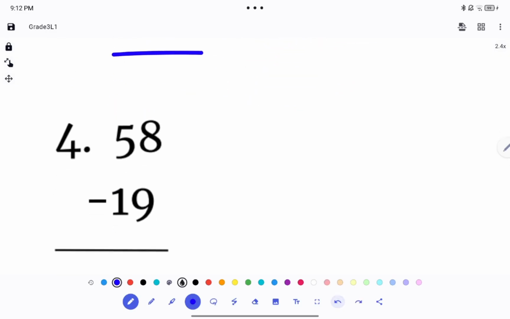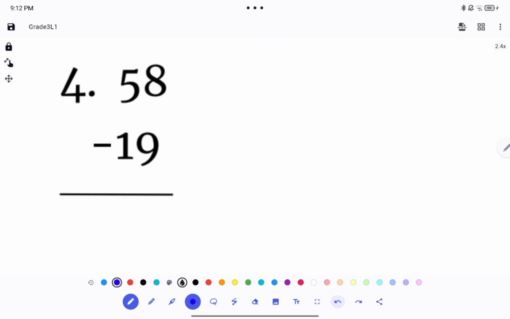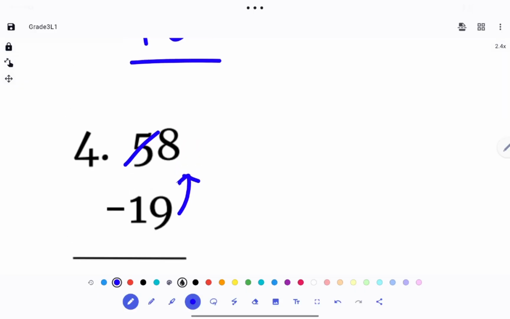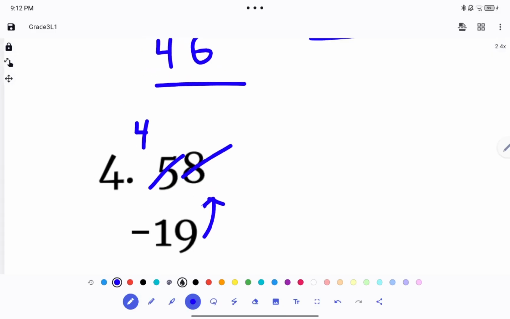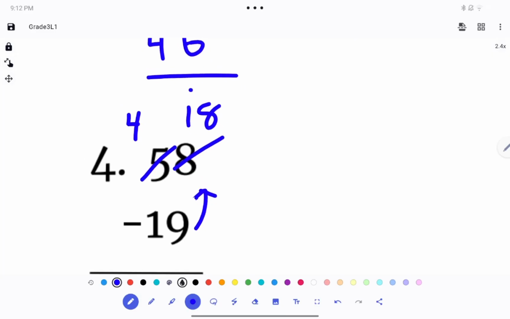Moving right along, we get 58 minus 19. Alright, let's do this a little faster now. 8 minus 9. 9 doesn't fit enough into 8, so we take a 10 from the tens column, make this a 40, or a 4 in the tens column, then make this 18, since we just added 10 onto 8.